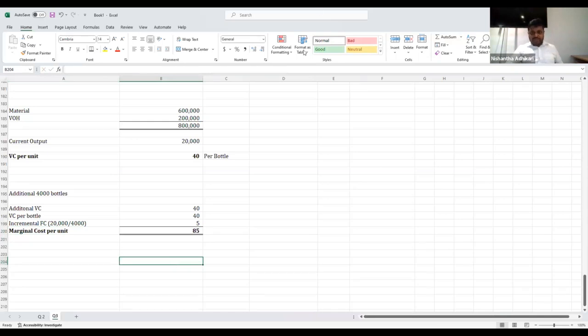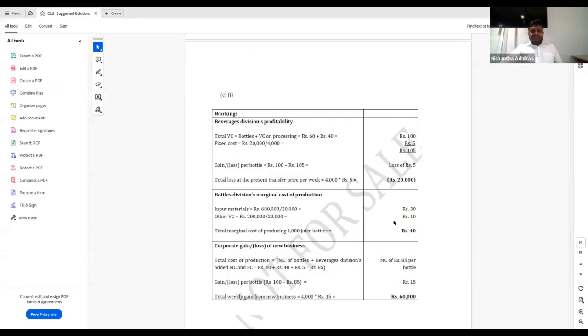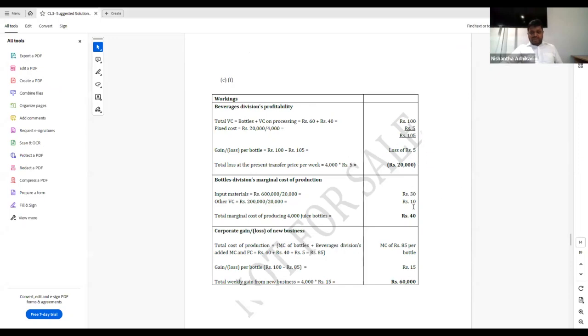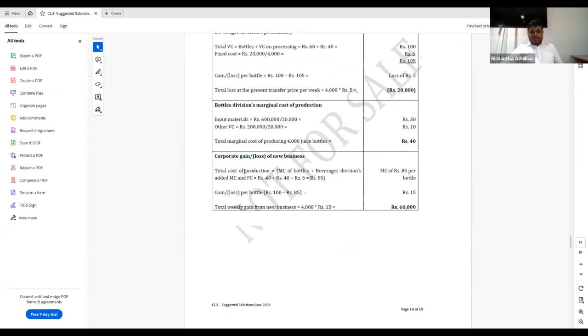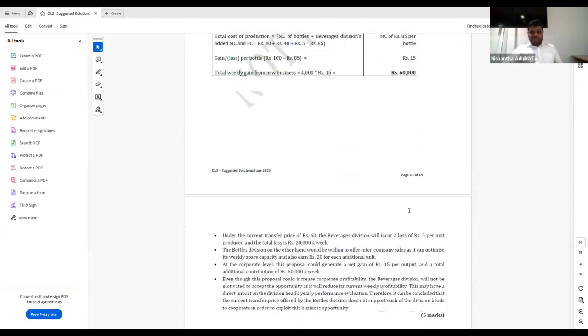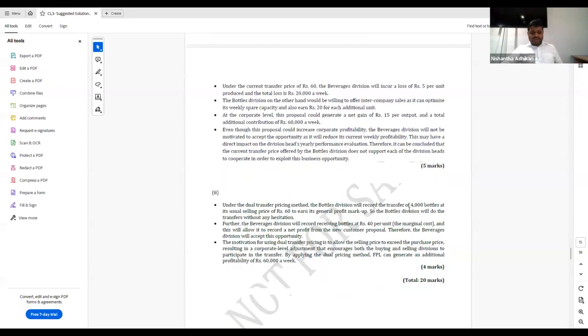I will show you the answer. Look at total variable cost. Bottles, variable cost on processing 60 plus 40, 100. This will be 105. Loss will be 5. Then they won't agree with this one. But input material 30, variable cost from the bottle division perspective, it is 40. Then total cost of production will be 85 if it is transferred at marginal cost. Then gain or loss from bottle is 15. If they accept this new offer, 60,000 profit will be there. Right. That is your answer.